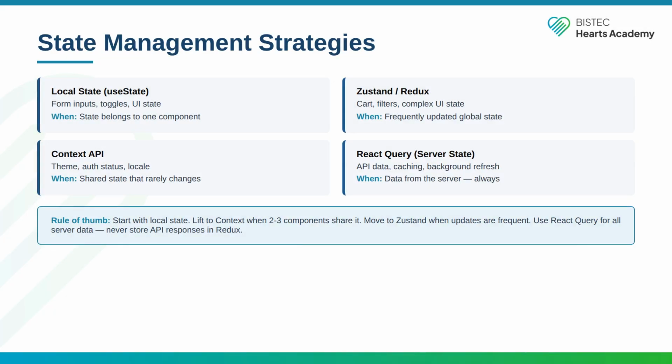State management is where most React apps go wrong. The mistake is reaching for a global state library before you need one. Start with local state. Use useState. If state belongs to one component, keep it there. Form inputs, toggle states, drop-down visibility, all local. Context API is for state that's shared but changes infrequently. Theme, authentication status, locale. Context triggers re-renders for all consumers when the value changes. So putting frequently updating state in context is a performance anti-pattern.